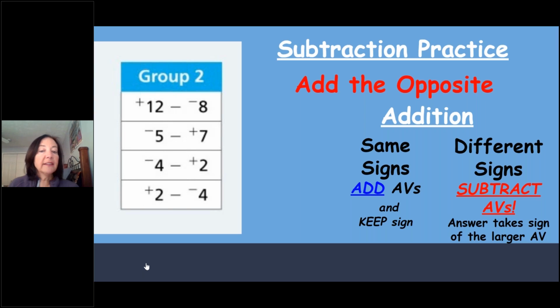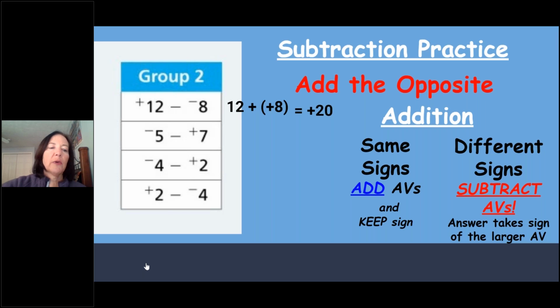Okay, we're going to practice a few more. Go ahead and help me add the opposite. It's positive 12 minus negative 8. Positive 12 plus positive 8. Nice job. We have the same signs this time. What's that going to equal? A positive 20. Perfect. How about negative 5 minus a positive 7?